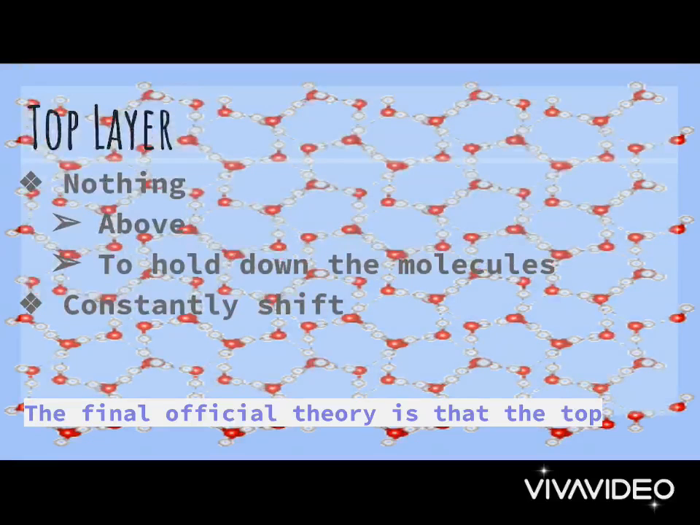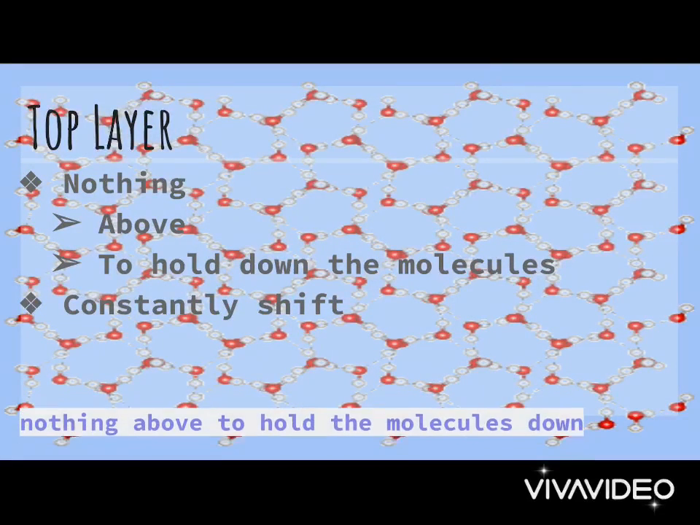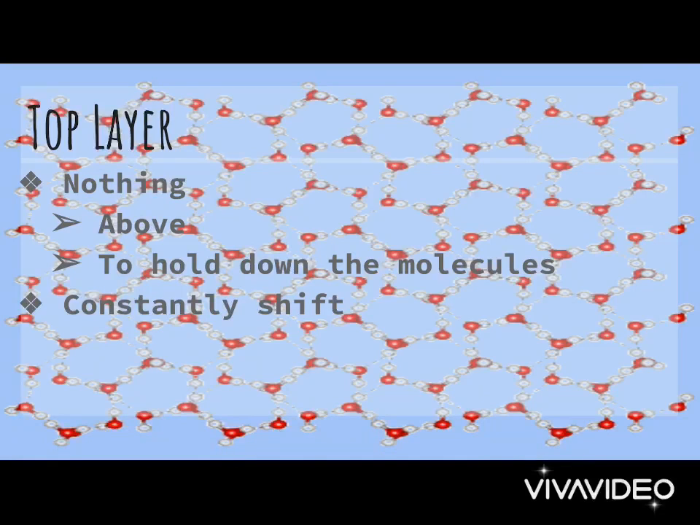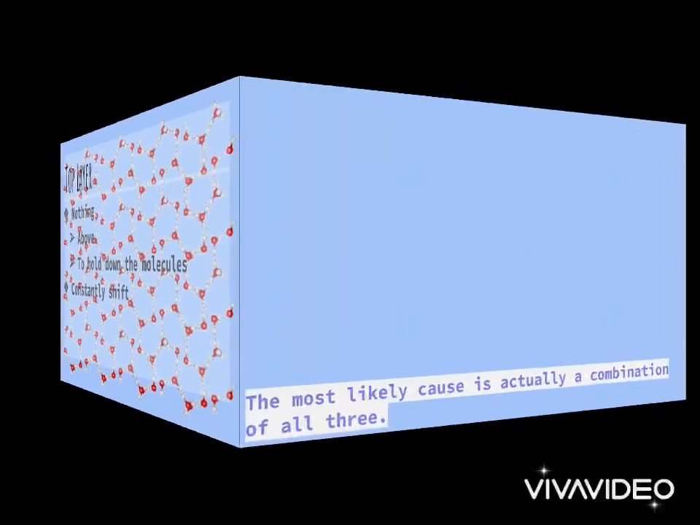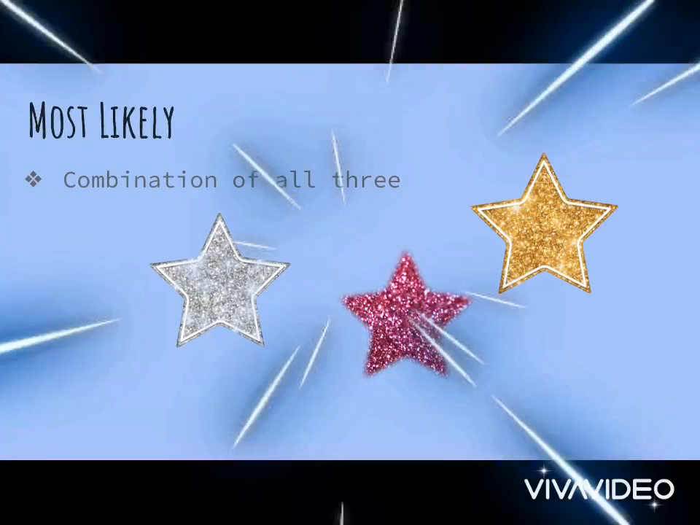The final official theory is that the top layer is always liquid because there is nothing above to hold the molecules down. Therefore, they are constantly shifting. The most likely cause is actually a combination of all 3.